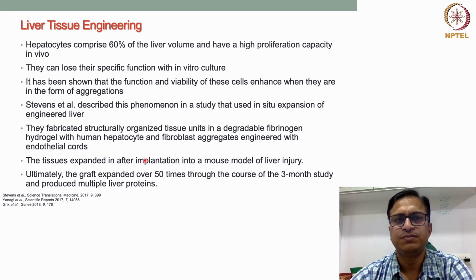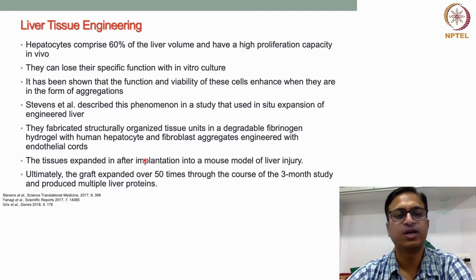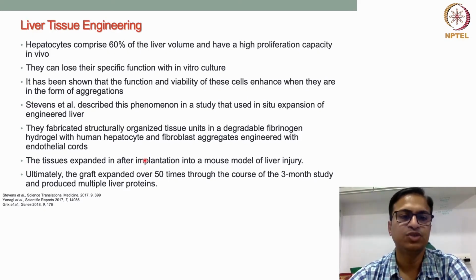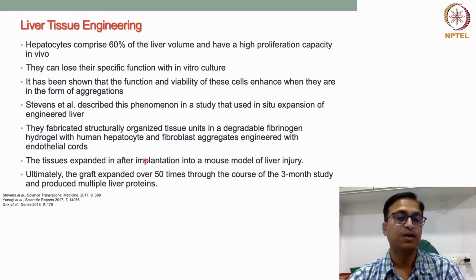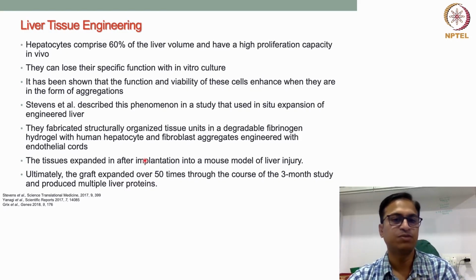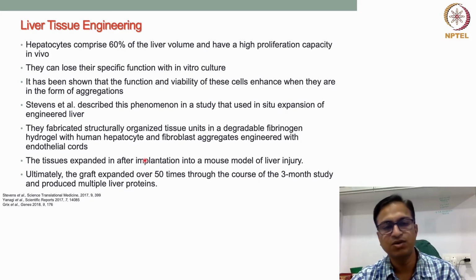So a few of the points we will discuss here. What are the most important things while doing this liver tissue engineering? First thing, the liver, like other tissues, is also composed of cellular and acellular components, but in the liver the cellular component is very high, because hepatocytes occupy almost 60% of the liver volume. This cellular density is very high, and these cells have very high proliferation capacity.